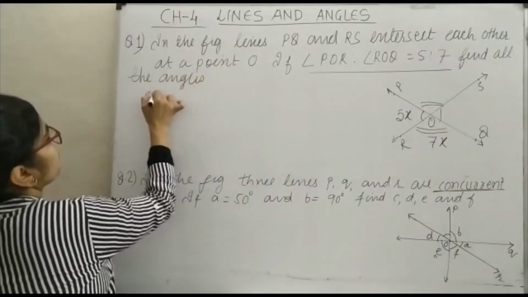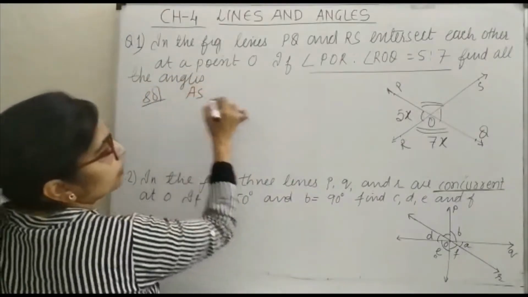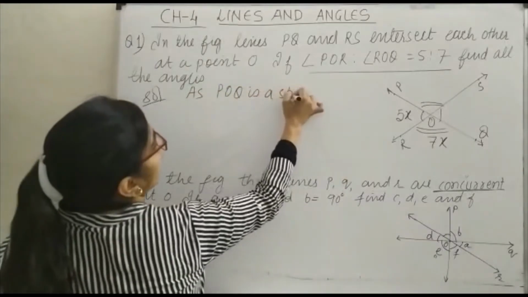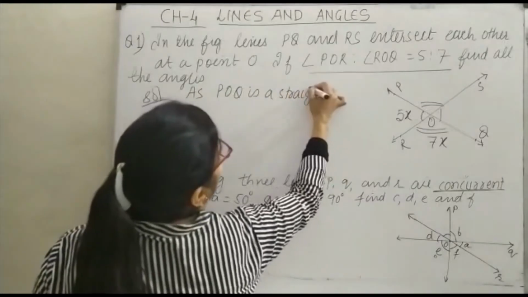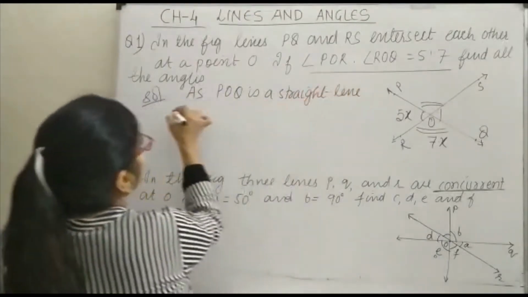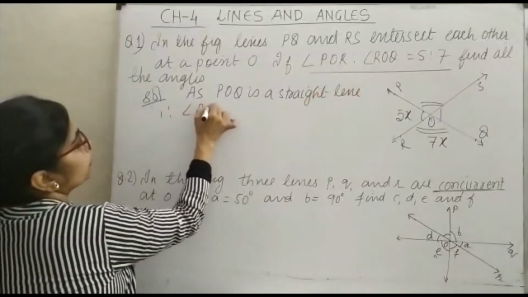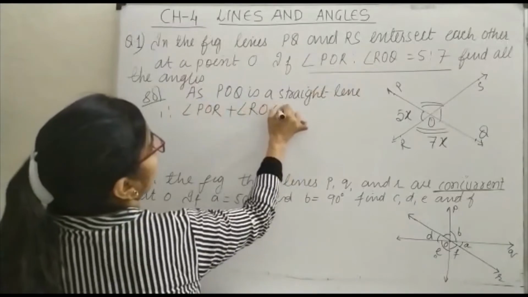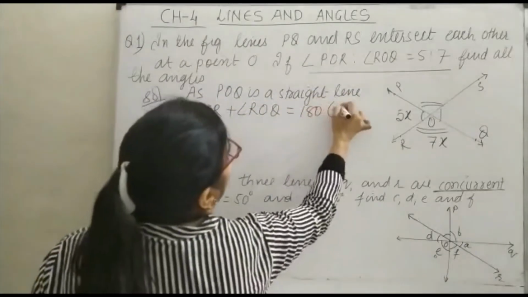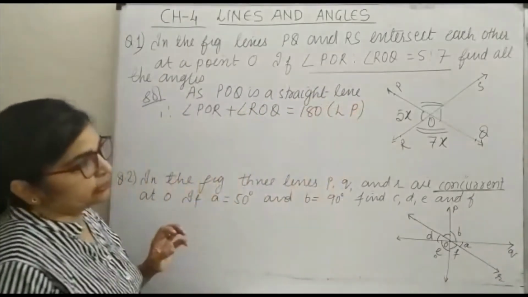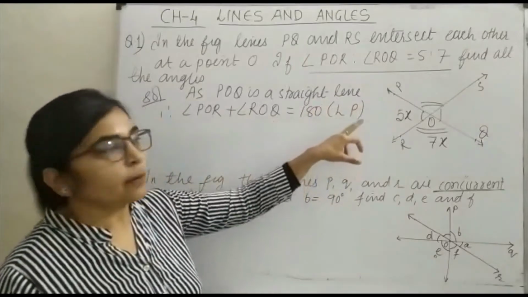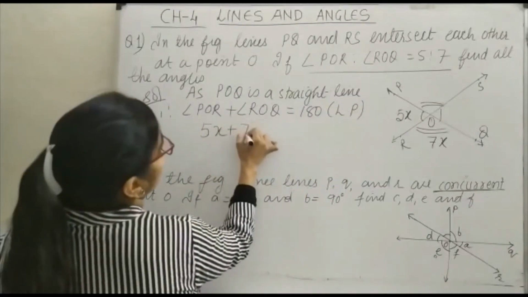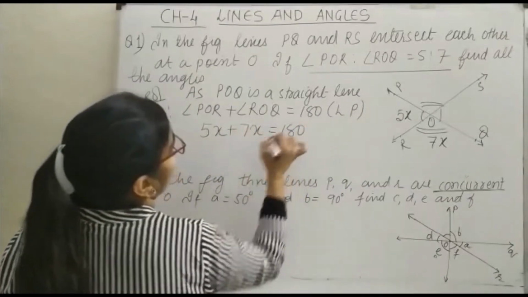Now our solution is: POQ is a straight line, therefore angle POR plus angle ROQ is equal to 180. What can be the reason? Linear pair. So you can see here angle POR is 5x, and this is 5x plus 7x is equal to 180.